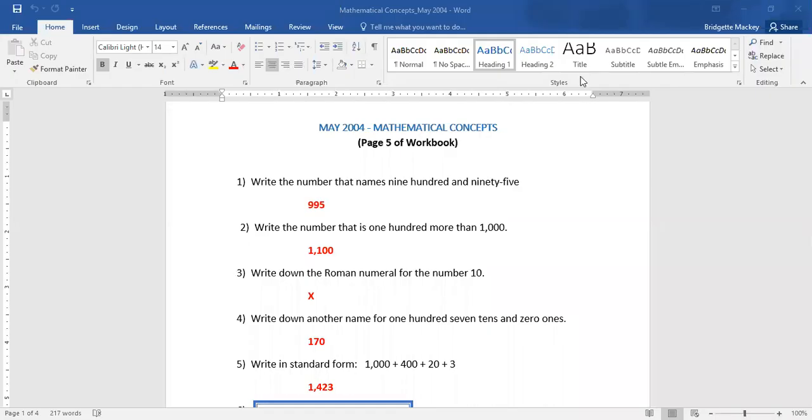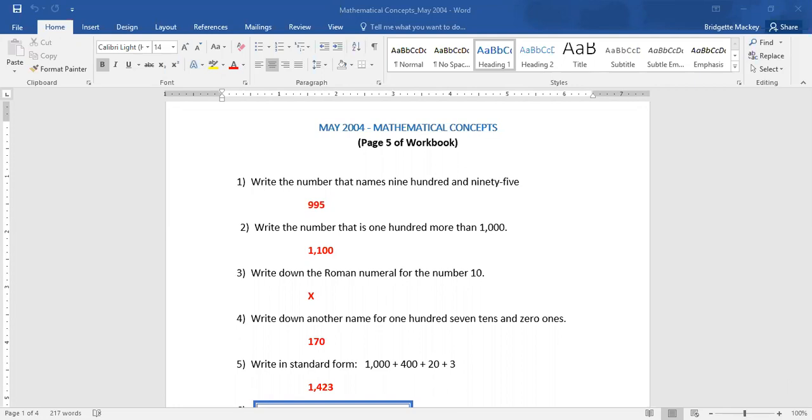So we are going to discuss and go through the answers for the May 2004 mathematical concepts for grade 3. We have been placing a lot of emphasis on the grade 6, but definitely we have to get to our little friends in grade 3 and provide some assistance in terms of working out answers. And so this is what we are doing in this particular video.